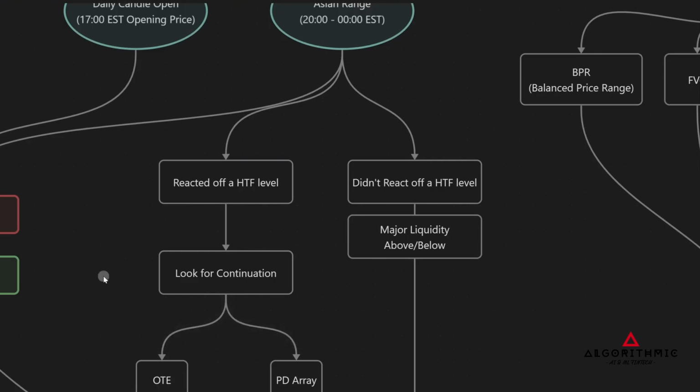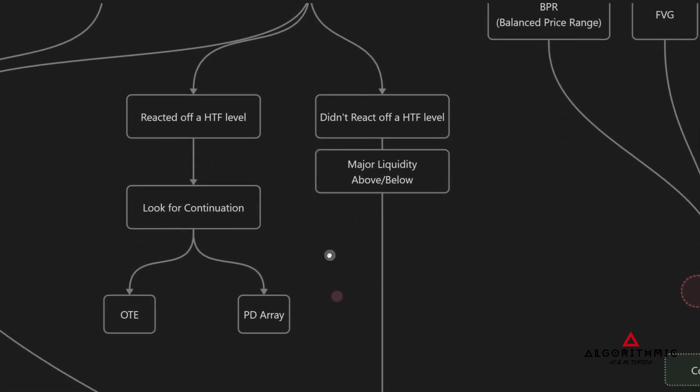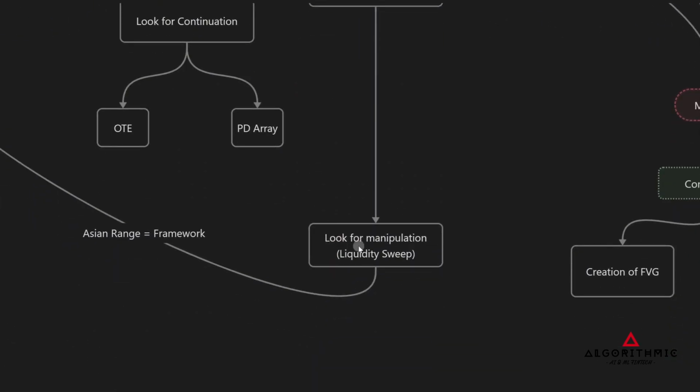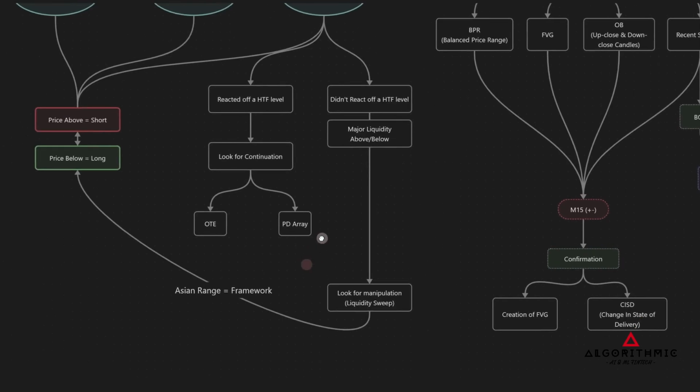One is OTE, optimal trade entry, so Fibonacci at that price range, and then look for a reaction at any of the fib levels. The other option is when it comes to PD arrays. If we have a fair value gap that is part of the range, and we already have a reaction of a higher time frame level, we can look for continuation from there. The other scenario is we have no reaction of a higher time frame level, and there's a major liquidity above or below. In this case, we look for reversal, and we look for manipulation, which is a liquidity sweep above or below the range, and then we enter from there.